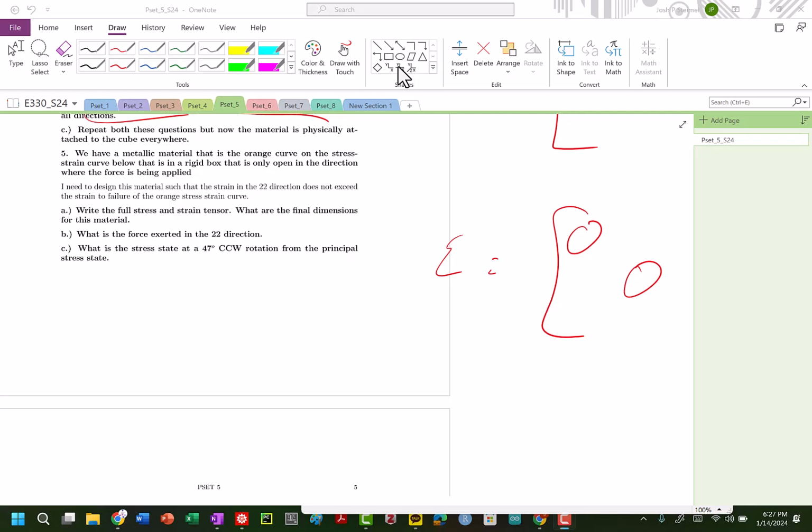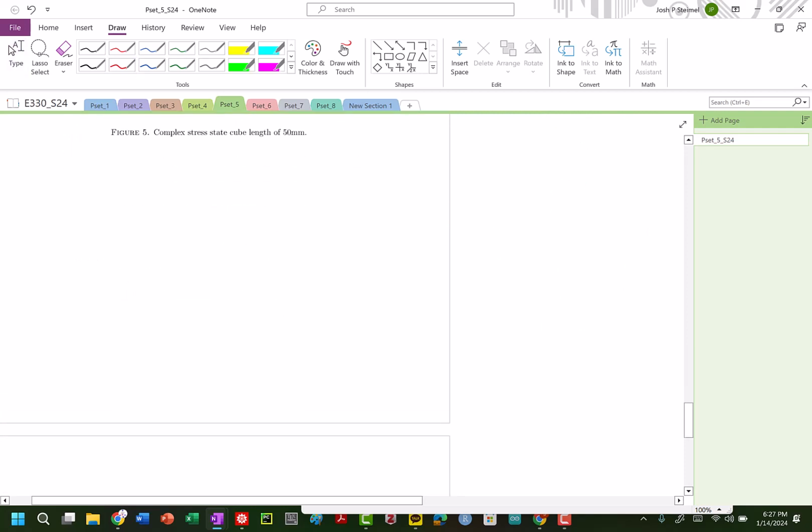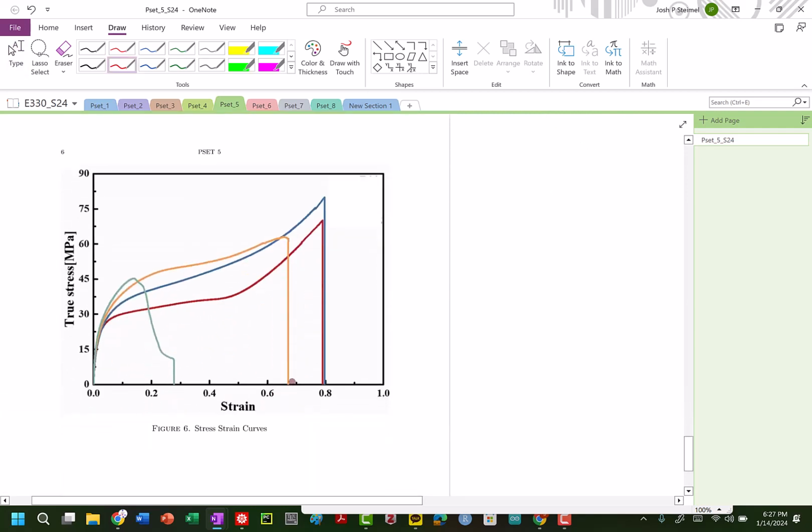All right, so we have a metallic material that is the orange curve on the stress-strain curve that's in a rigid box that is only open in the direction where the force is being applied. I need to design this material such that the strain in the 2,2 direction does not exceed the strain to failure of the orange stress-strain curve. So I need to design it so that it doesn't exceed this. So we can't have the strain be equal to basically 0.068.